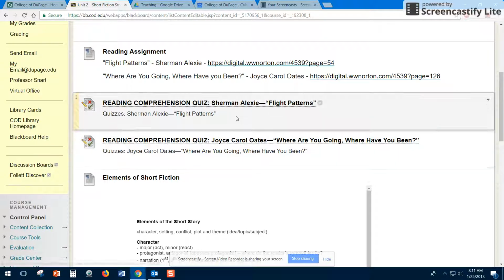So there are points attached to them, but it's important to understand that these quizzes are not the end all or be all. They're really our gateway into these stories, not the final test to see whether you get it or not, quote unquote.